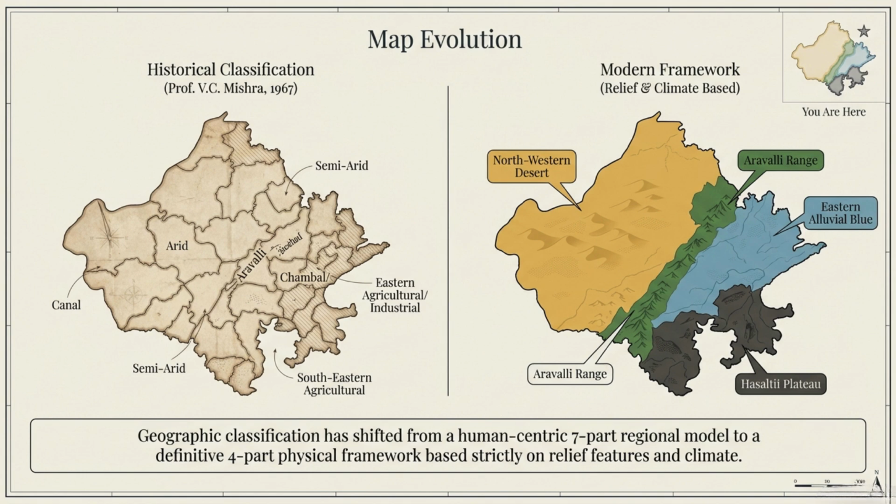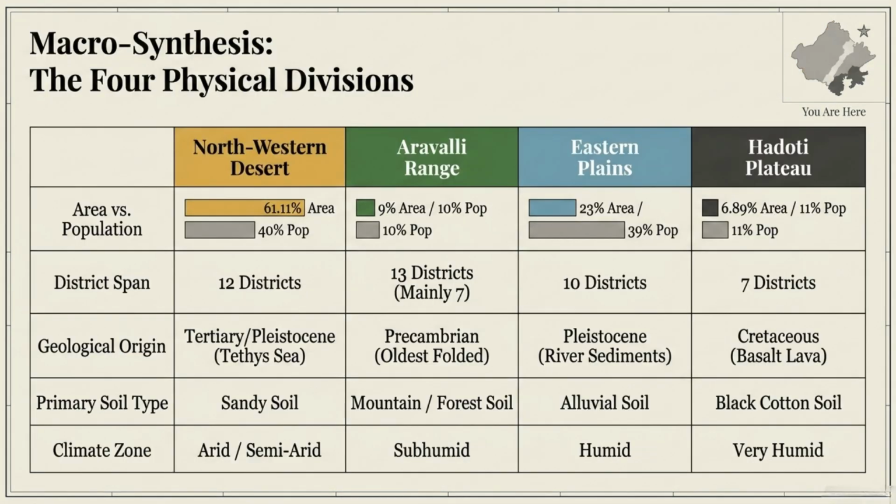We now categorize the state into the northwestern desert, the Aravalli Range, the eastern alluvial plains, and the southern Hadoti or Hadoti Plateau. Let's break down the macro synthesis of these four main divisions. First, the northwestern desert is the largest, spanning over 61% of the state's area and holding 40% of its population across 12 districts. It originated from the ancient Tethys Sea and features sandy soil with an arid to semi-arid climate.